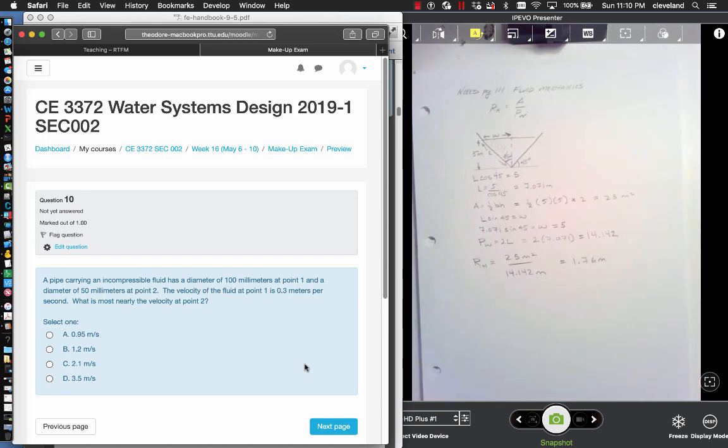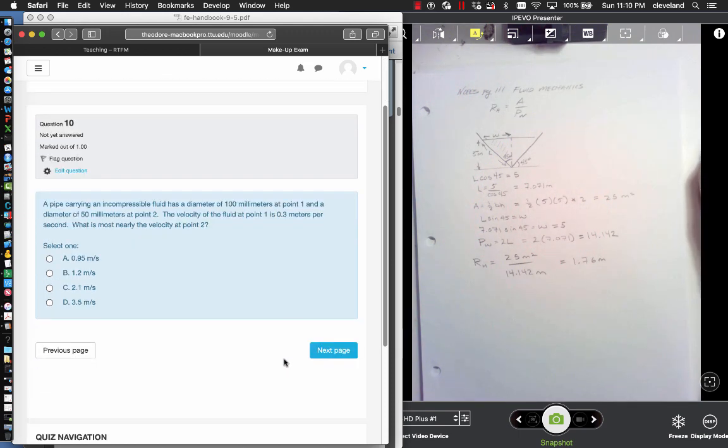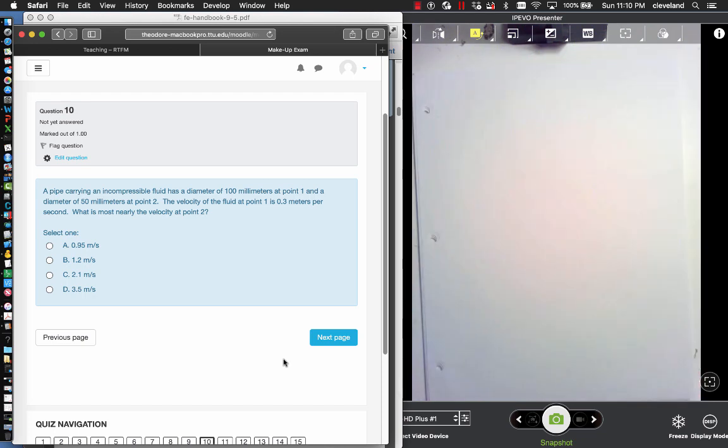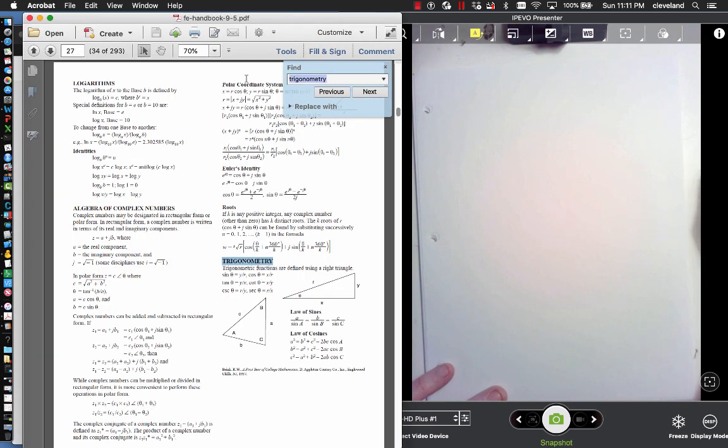Okay. Next one. Pipe carrying an incompressible fluid has a diameter of 100 millimeters at point 1 and a diameter of 50 millimeters at point 2. The velocity of the fluid at point 1 is 0.3 meters per second. What's the velocity at point 2? Okay, we've done one like this already. We want the continuity equation.